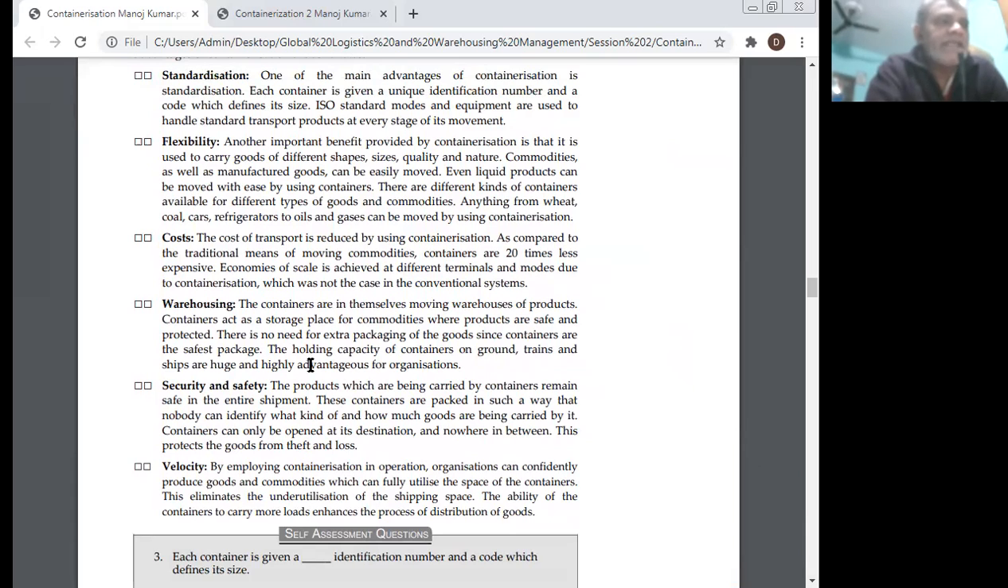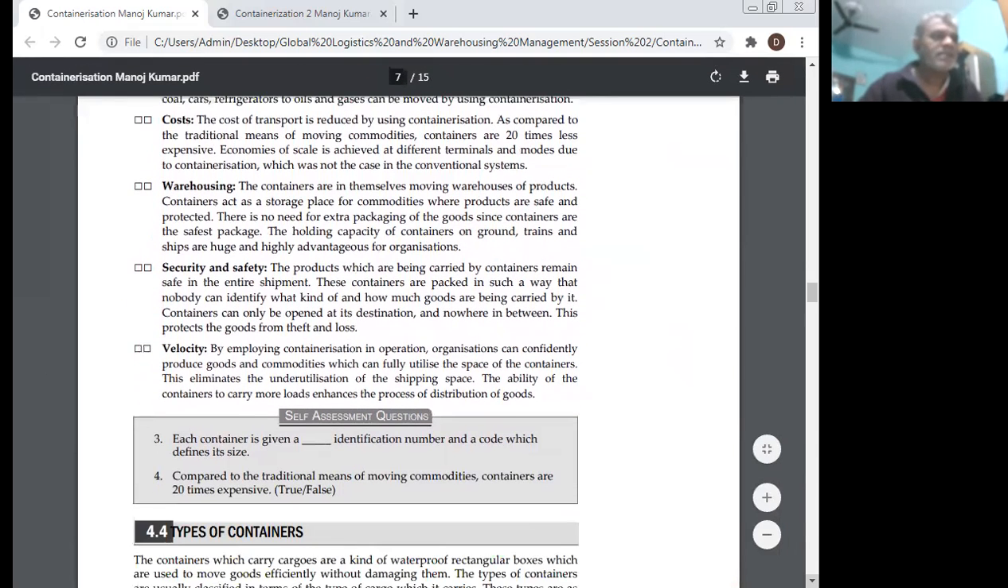Security and safety. The products which are being carried by the containers remain safe in the entire shipment. These containers are packed in such a way that nobody can identify what kind of goods and how much are being carried by it. Containers can only be opened at their destination and nowhere in between. This protects the goods from theft and losses.